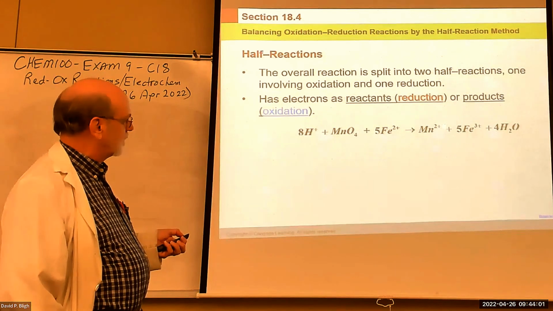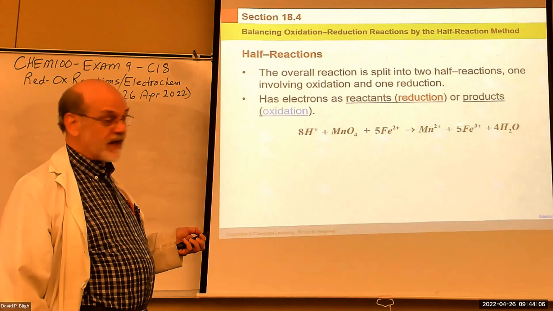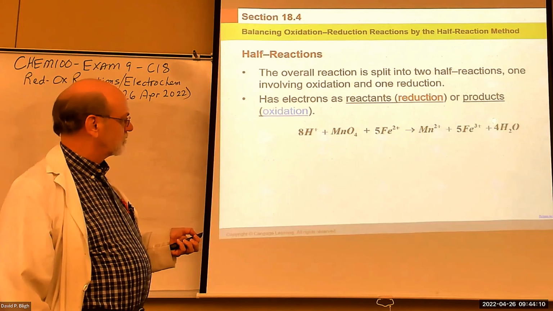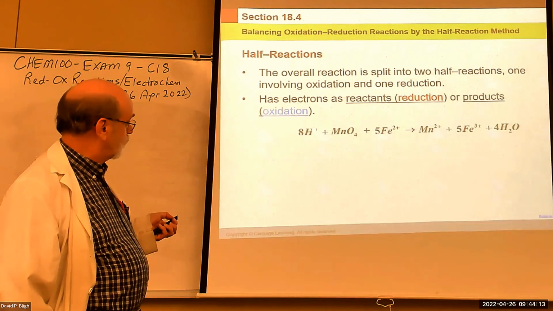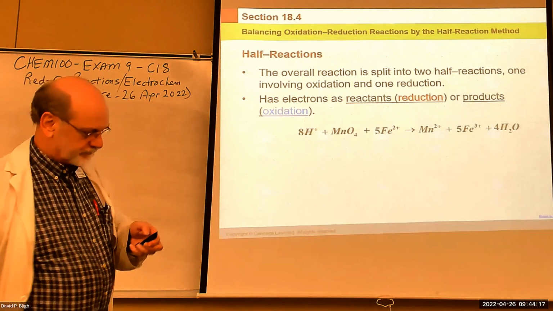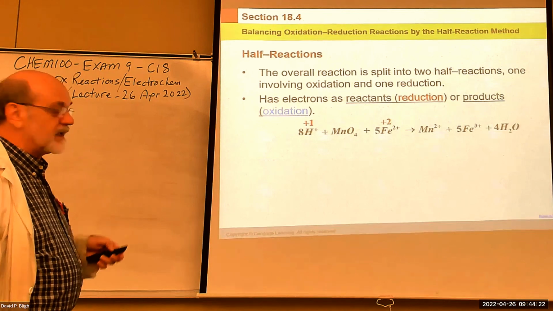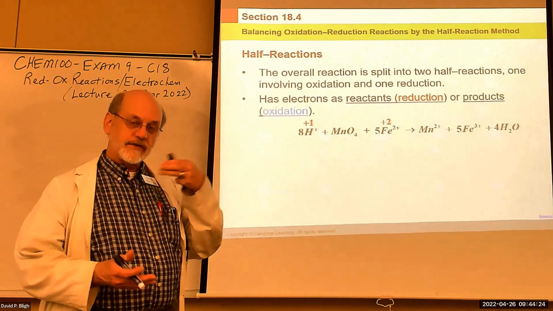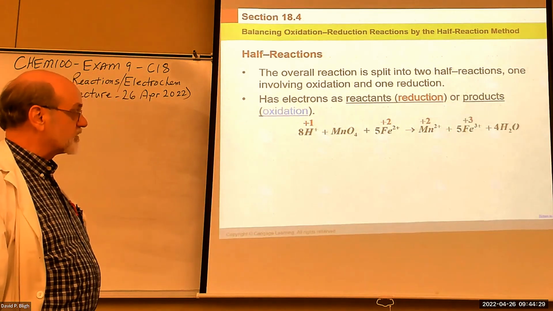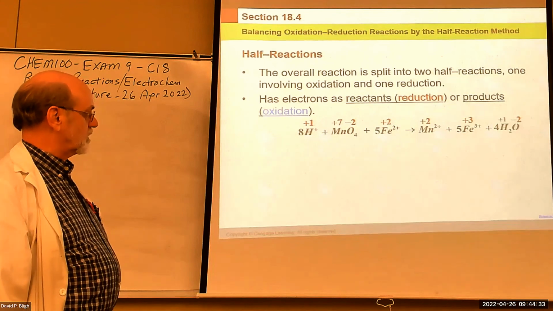On the product side, instead of 4 plus now, we have 2 plus manganese. So something happened to manganese. And the iron went from 2 plus to 3 plus. And from this hydrogen, we ended up with a water molecule. Okay? So the first thing you do is determine which one is oxidation and which one's reduction. So we need the oxidation states on each one of our elements. There you go.